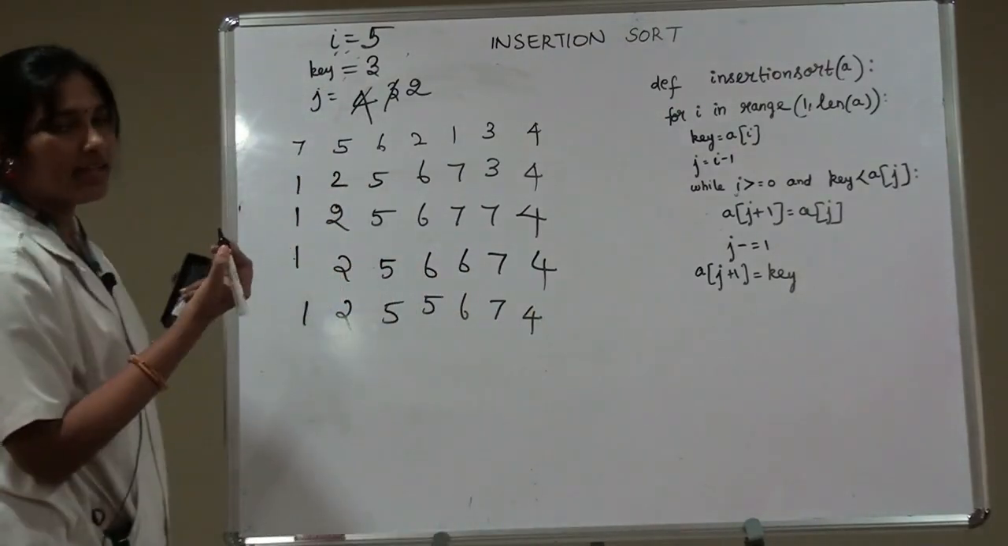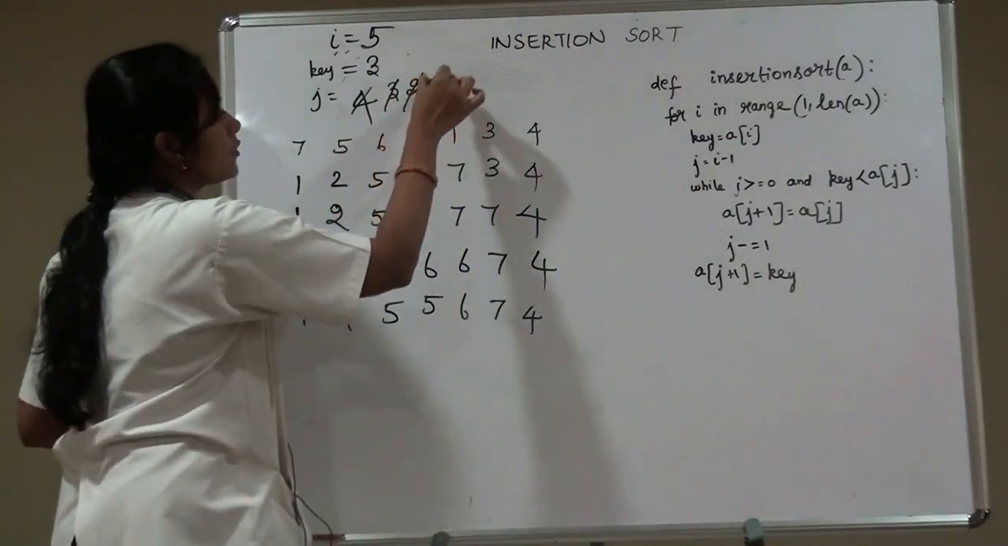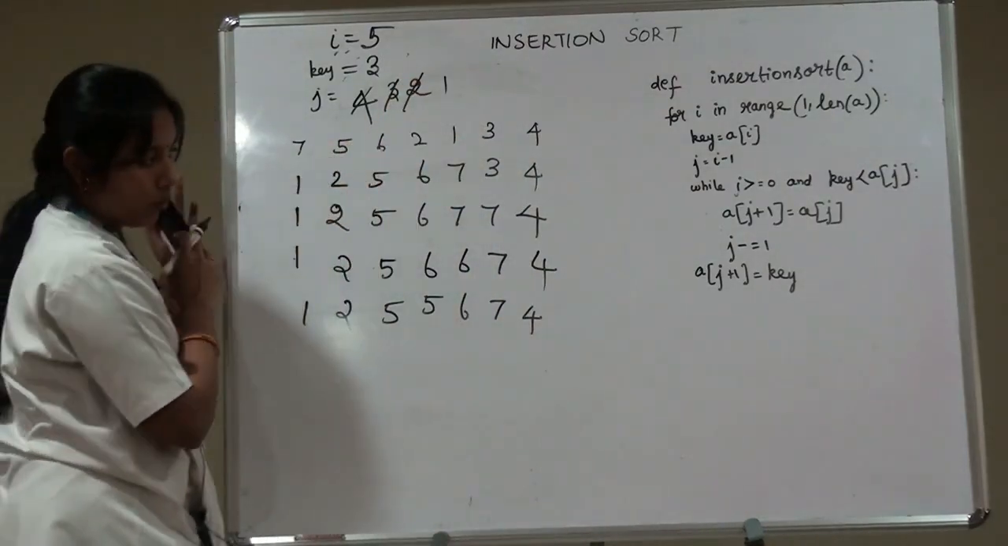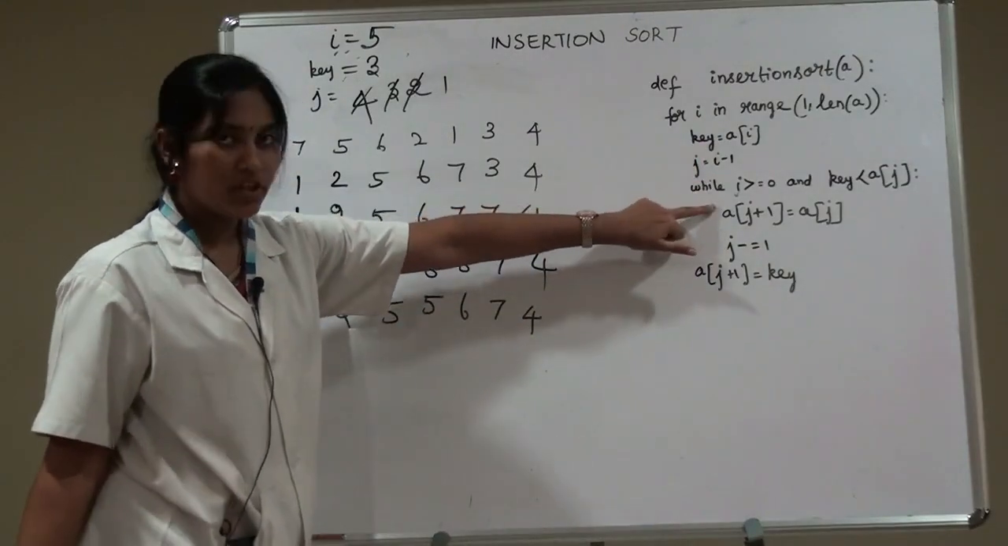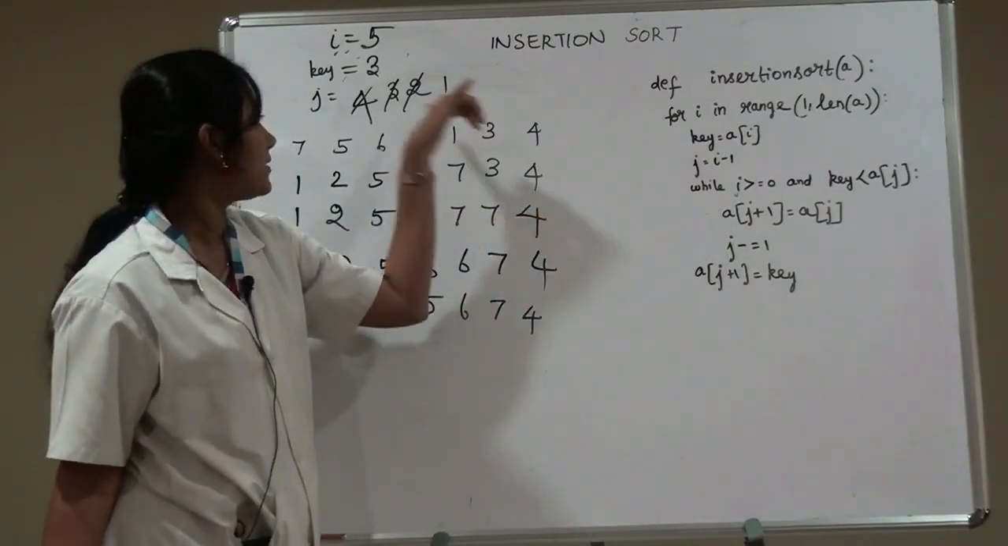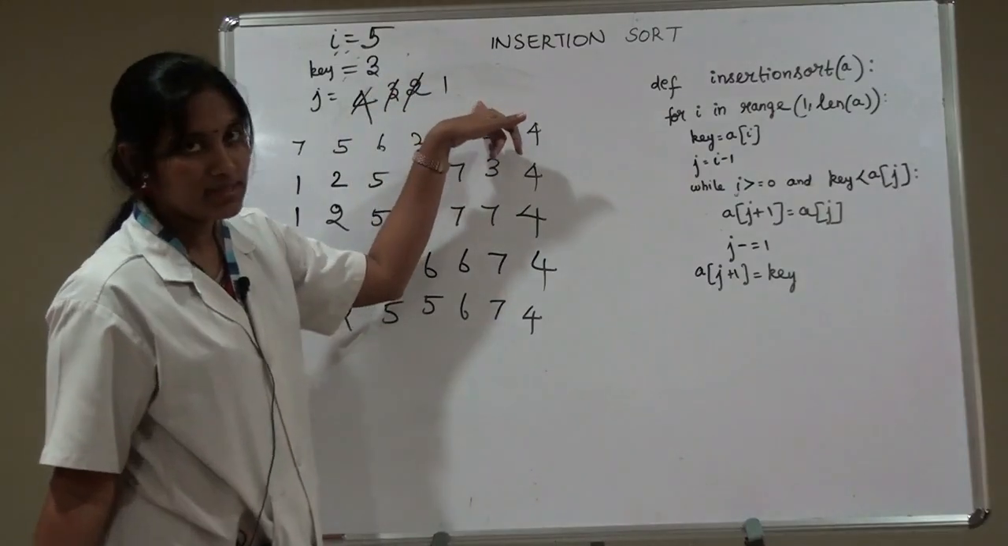Okay. After that I will decrement my j. So my j will become 1 now. After that again I will go back and check the condition. J greater than or equal to 0. So since j is 1, the condition is satisfied.